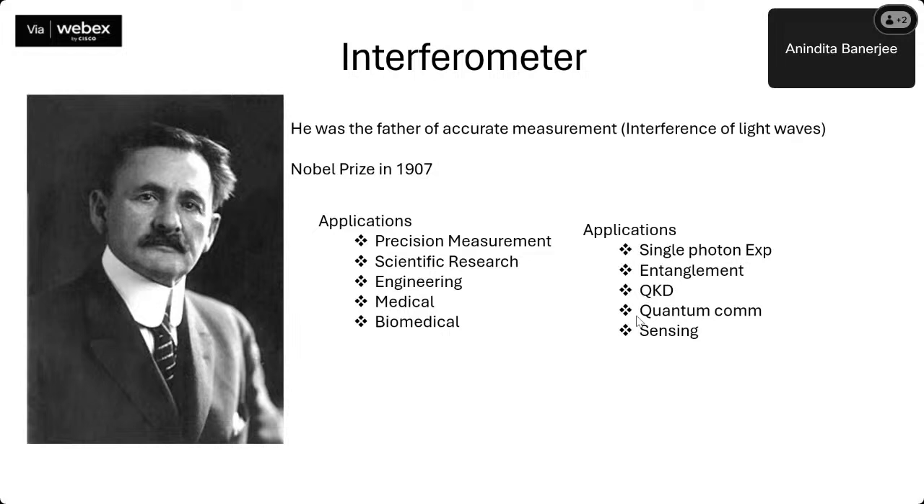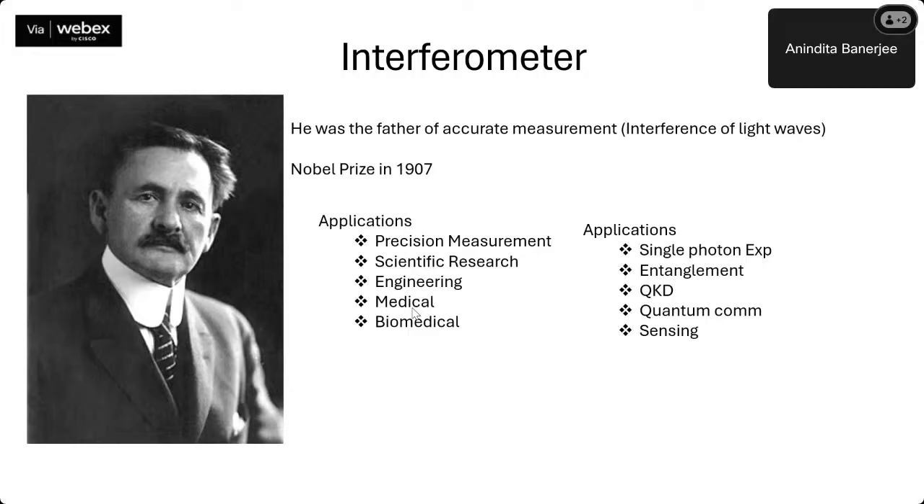So now we'll talk about the interferometer. Albert Michelson is the father of accurate measurement by means of interference of light, and this is called interferometry. The interferometry I'm talking about dates back to 1880 when it was built. As you can see here, he was awarded the Nobel Prize in 1907 for the same.